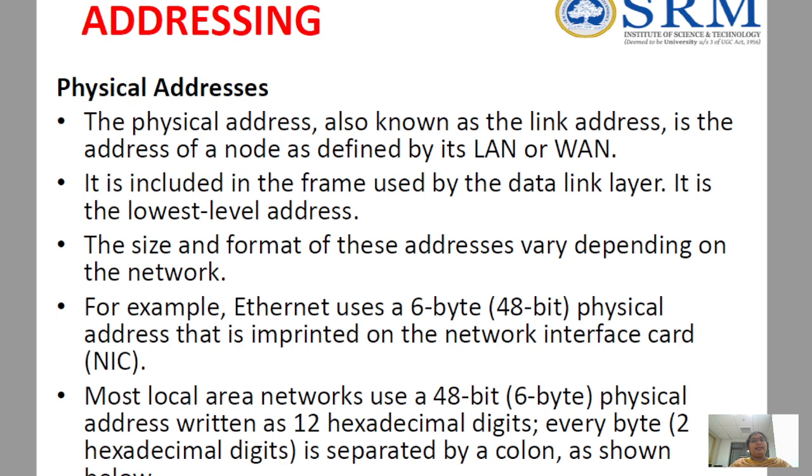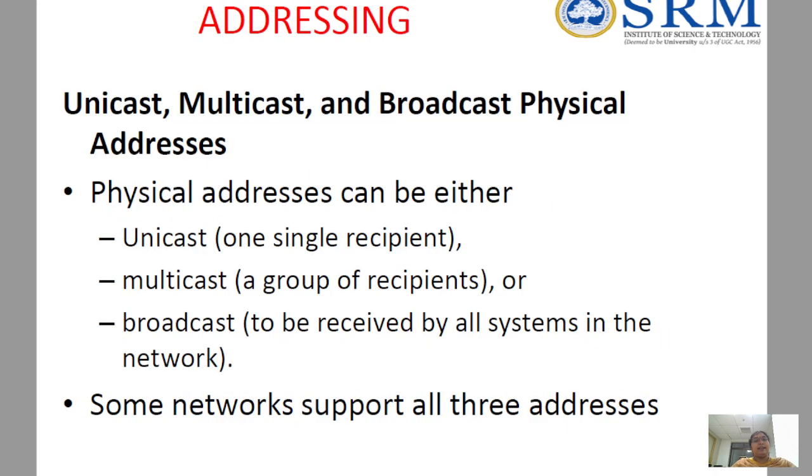For example, Ethernet uses a 6-byte physical addressing that is imprinted on the network interface card. And in local area networks, it uses 6-byte physical addressing that is written as 12 hexadecimal digits, shown below, separated by a colon. So this kind of addressing scheme is the physical addressing.